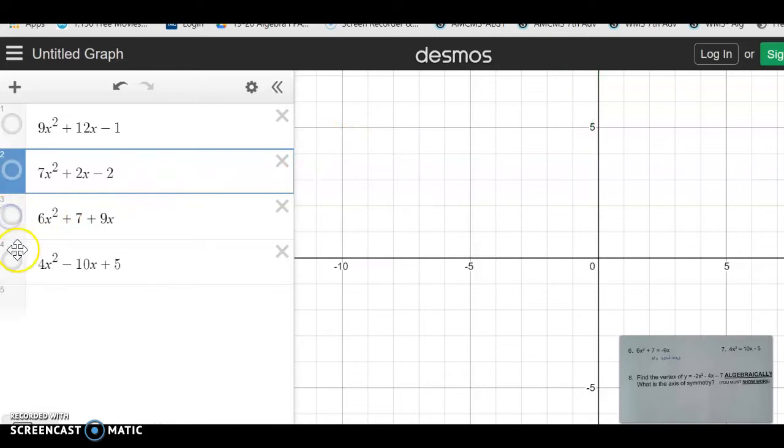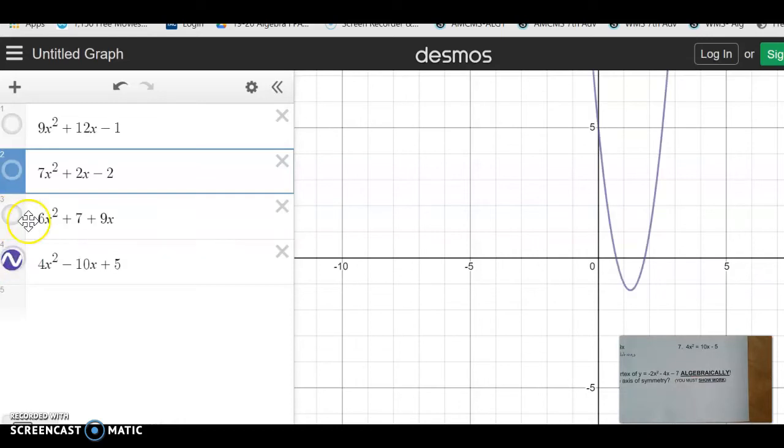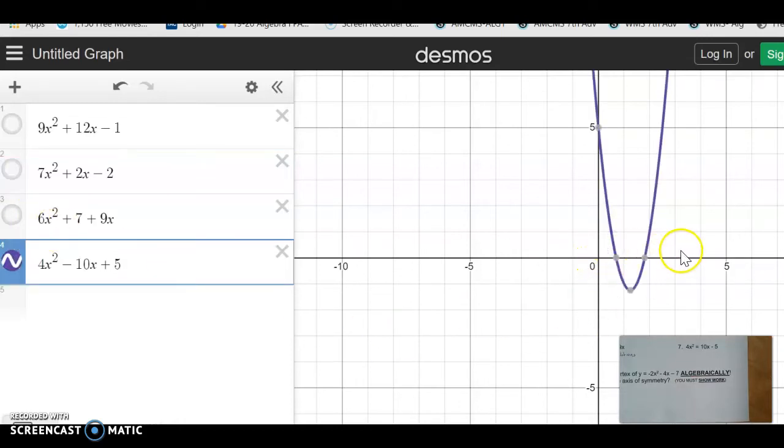Next one, I have 4x squared equals 10x minus 5. I then have to set it equal to 0 and get it in the calculator. It is again hitting twice. And so my solutions are 0.7 and 1.8.